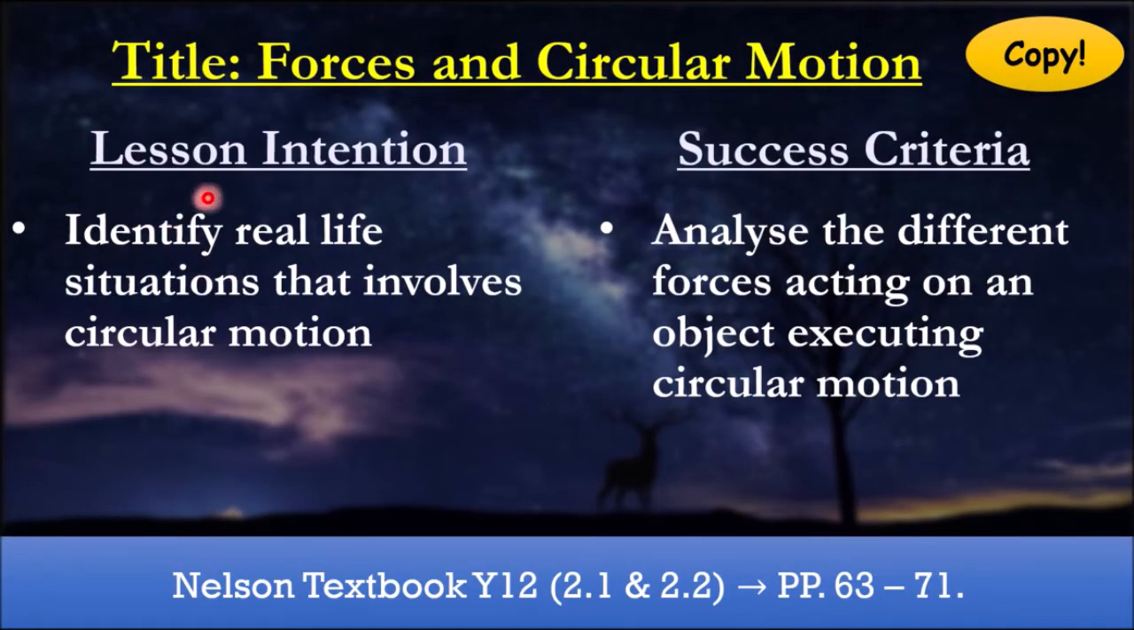Okay, so our lesson intention is just to identify some real-life situations that involve circular motion. Our success criteria is being able to analyze the different forces acting on these objects as it undergoes uniform circular motion. So let us begin.